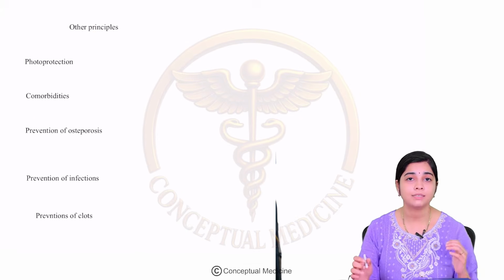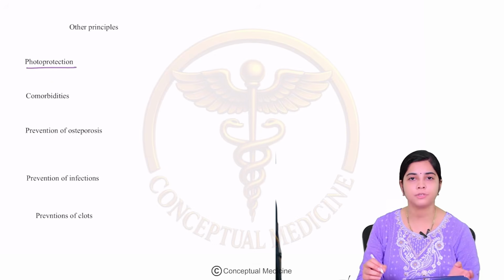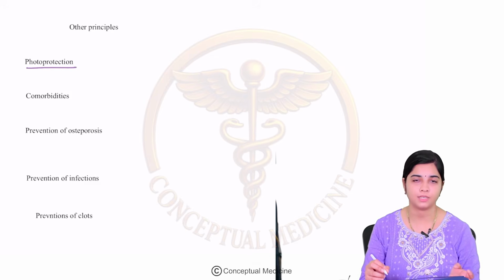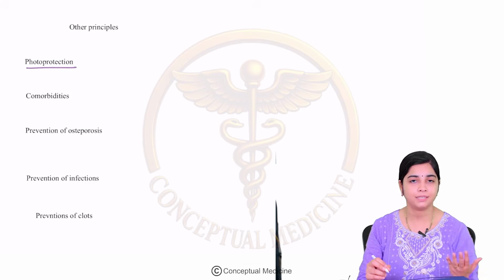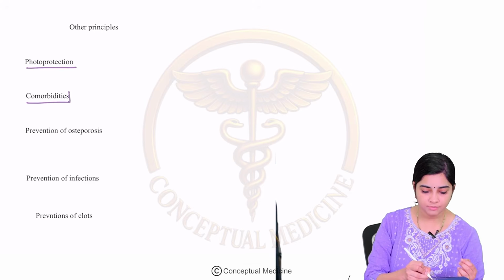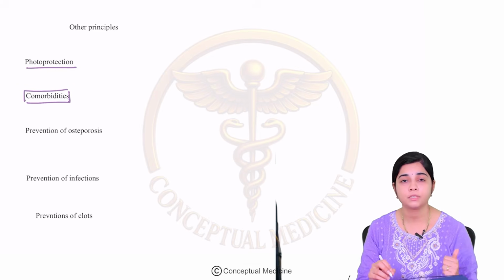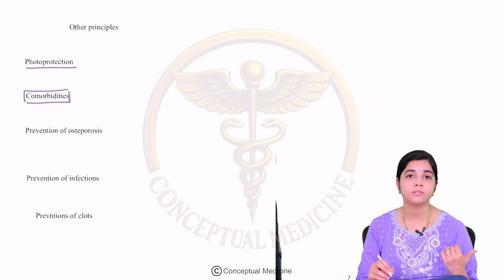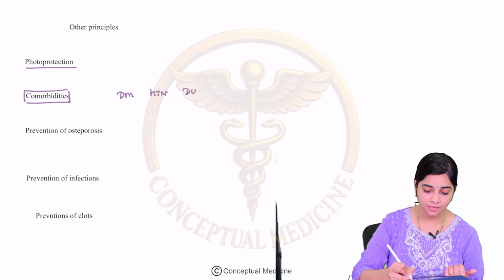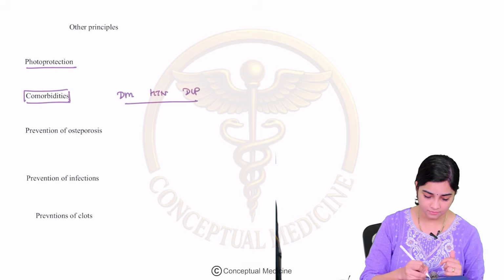Now, what are the other principles in the management of SLE? Always remember photoprotection, especially if they have skin involvement. Ask them not to venture out in the sun, wear a cap, and use emollients which are photoprotective agents. Always treat the underlying comorbidities, because SLE is a huge predisposing factor for early onset atherosclerosis. So always look at diabetes, hypertension, and dyslipidemia. This ensures that there is no further progression of lupus nephritis as well.